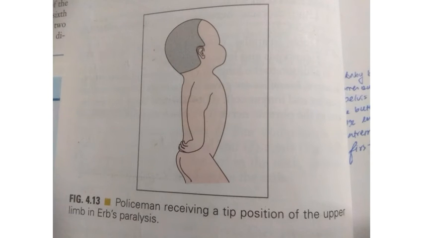See, this is the characteristic position of injury to the upper brachial plexus causing Erb's paralysis. This is called the policeman's tip position, where your arm is adducted. There is medial rotation of the arm, extension of the elbow, and the pronation of the forearm, as you can clearly make out from this diagram.